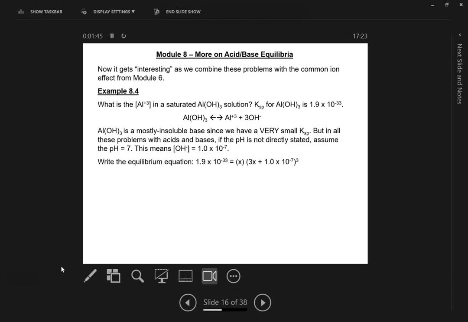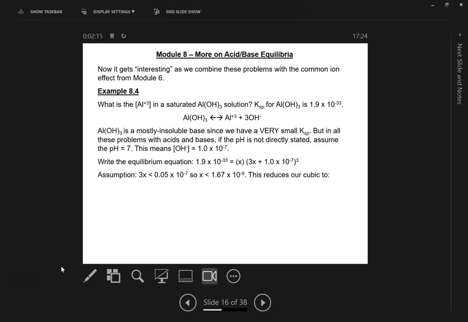So now we can write our equilibrium expression. We would say Ksp, 1.9 times 10 to the minus 33rd, is equal to x, the amount of aluminum ion, times 3x, the amount of OH- ion, plus what's already present due to the pH being 7. Might be a different number in a different problem, and we'll get to that in a minute, and all that raised to the third power.